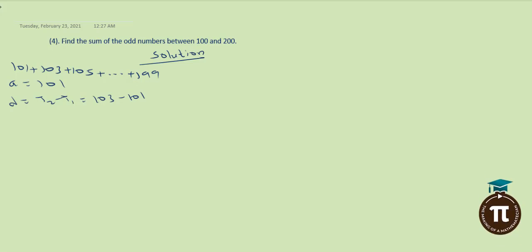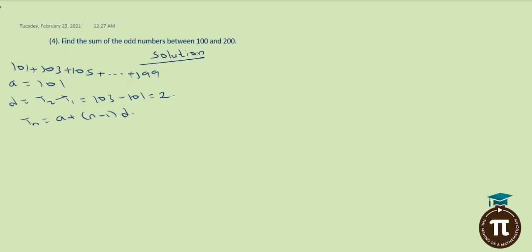103 minus 101, the answer is 2. So we need to get the number of terms. Tn equals a plus (n minus 1)d. So the last term, 199, is equal to a, which is 101, plus (n minus 1) times 2.